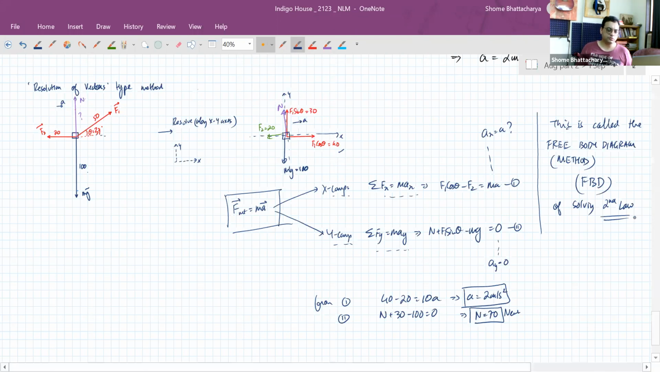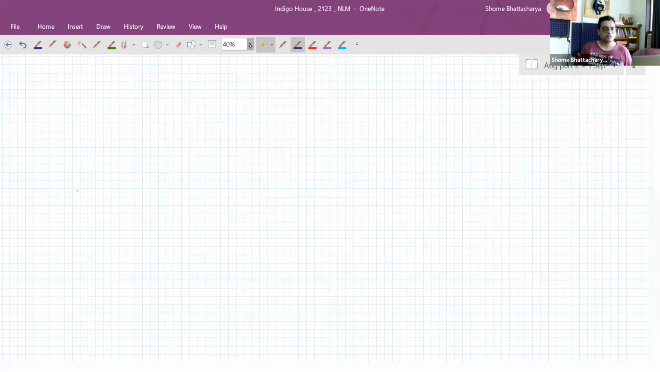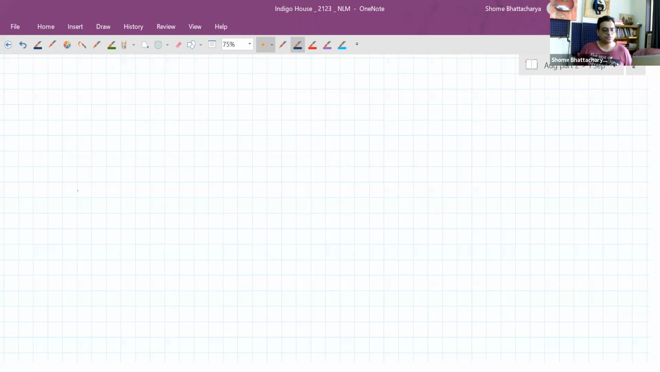Every other problem, as part of the solution, we need to make either one or two or whatever number of objects there are, we need to make their free body diagrams. Okay. So before we come back to more examples and applications, let's quickly discuss Newton's third law. And through that, we will understand some things like normal reaction force, etc.